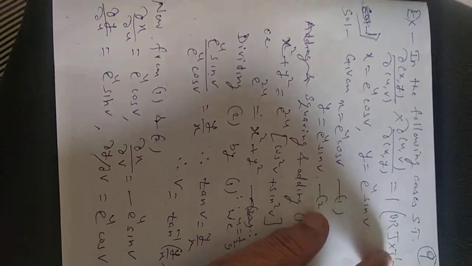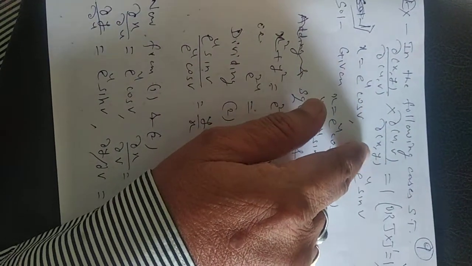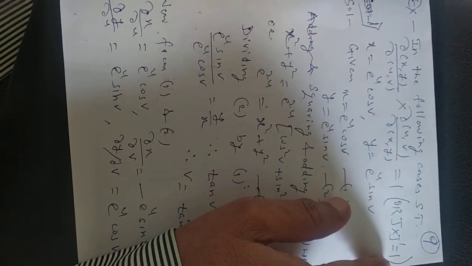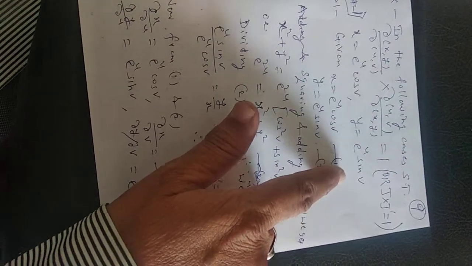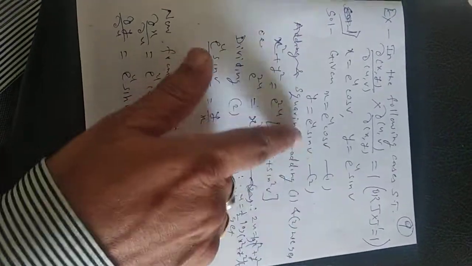Then the next example is, in the following cases show that ∂(x,y)/∂(u,v) into ∂(u,v)/∂(x,y) is equal to 1, or J into J dash is equal to 1. If J is this one, J dash is this one. So the first example is x is equal to e raised to u cos v, y is equal to e raised to u sin v. So given x is this one, y is this one.